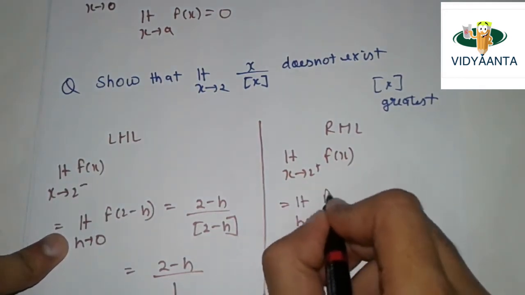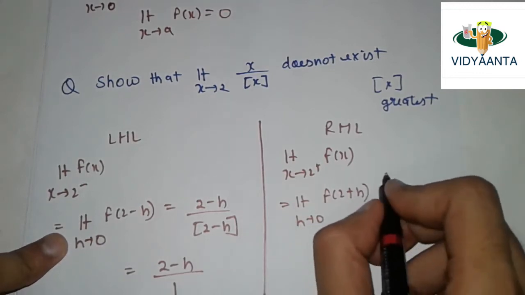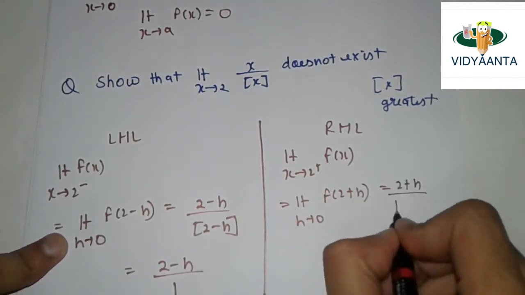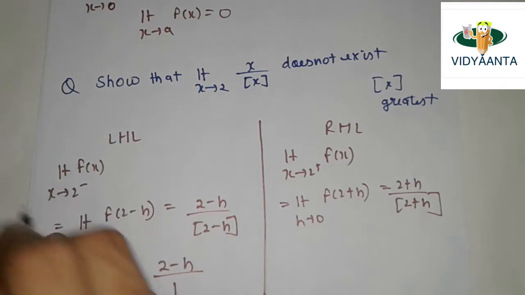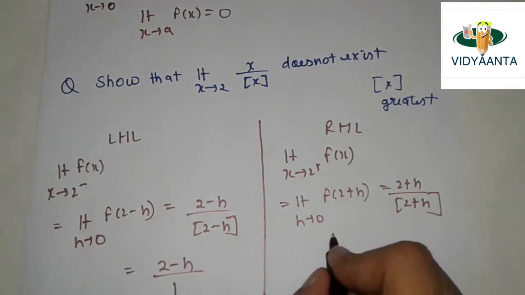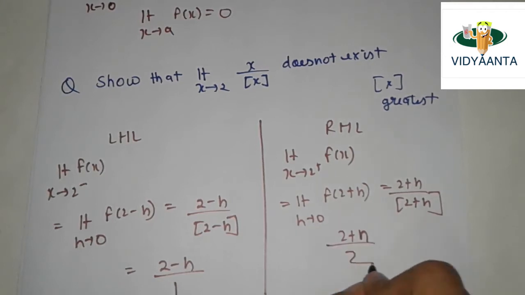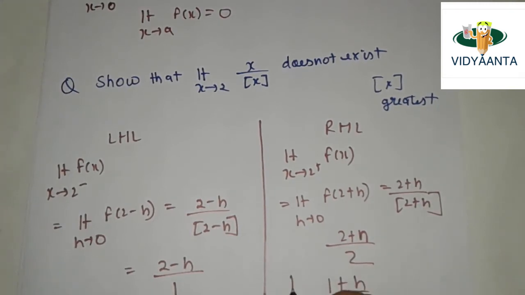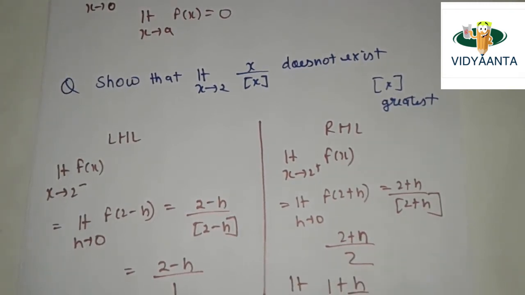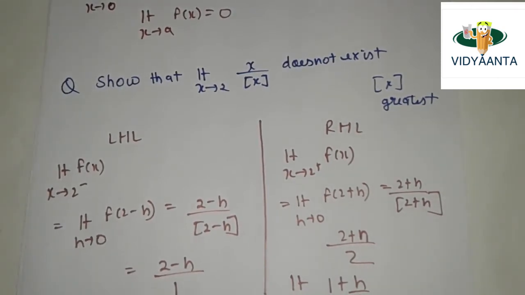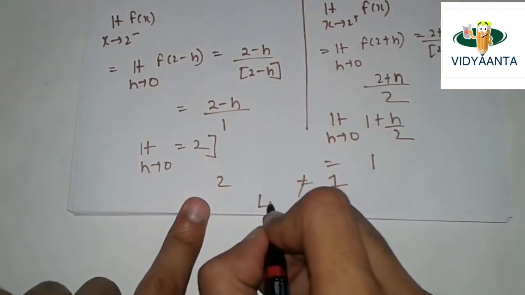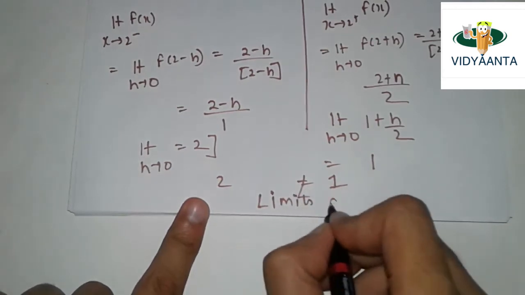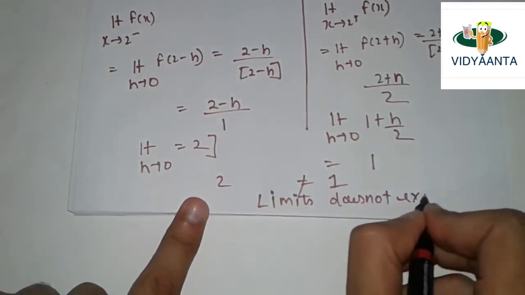Similarly, in the right hand limit, the limit of x tends to 2 plus of f(x), and the limit of h tends to 0 of f(2 plus h) is equal to 2 plus h over the greatest integer of 2 plus h. As I know, 2 plus h over 2 according to the property of the greatest integer function. It would be 1 plus h upon 2, and the limit of h tends to 0 would be equal to 1. Here the left hand limit is equal to 2 and the right hand limit is equal to 1. 2 is not equal to 1, hence the limit does not exist.